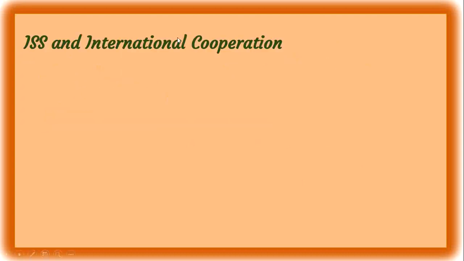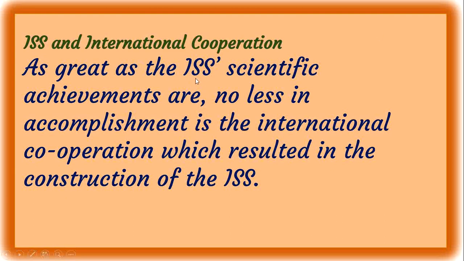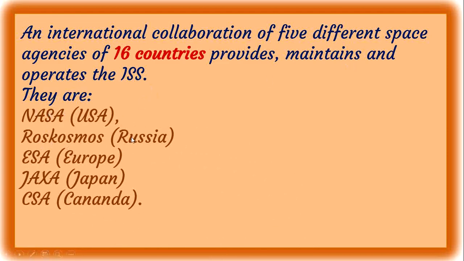ISS and International Cooperation. The next topic is ISS and International Cooperation. As great as the ISS, that is International Space Station, scientific achievements are, no less in accomplishment is the international cooperation which resulted in the construction of the ISS. An international collaboration of 5 different space agencies of 16 countries provides, maintains and operates the ISS. So, what are they? They are NASA, Roscosmos, ESA, JAXA and CSA.